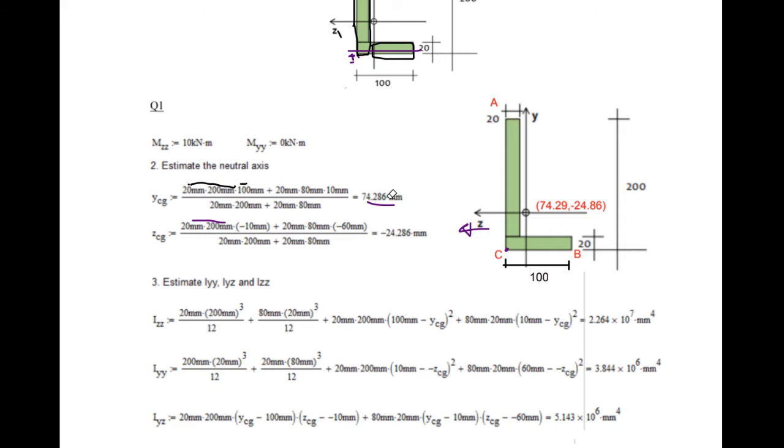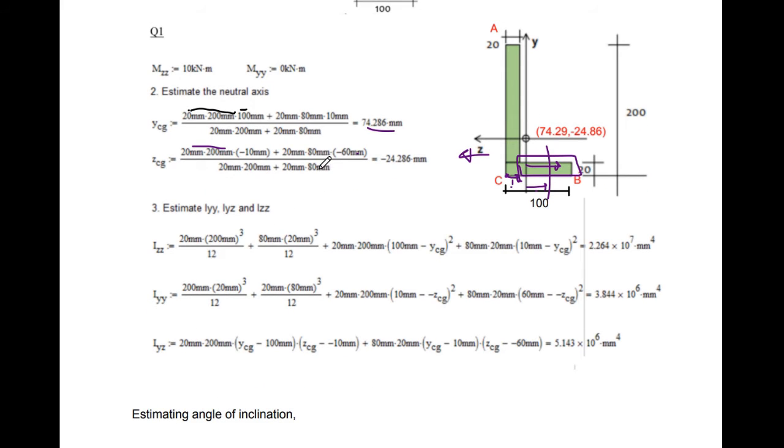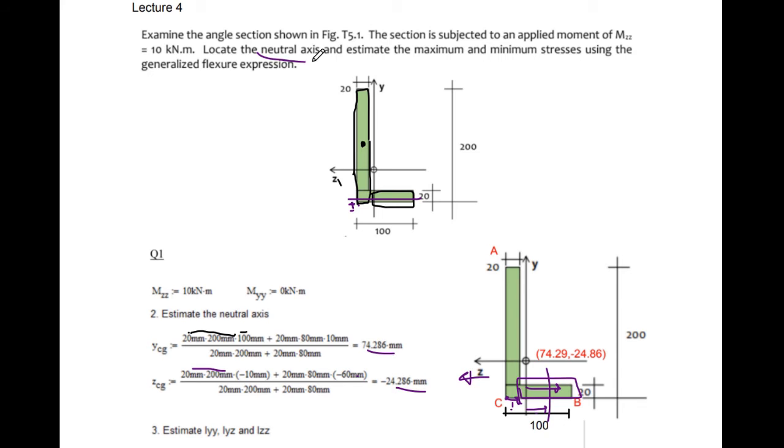Then in a similar way for the second beam, we multiply 20 into 80 multiplied by, sorry, minus 60. This is 20 plus, the total width is 80, so 40 plus 20 equals minus 60, because we are going in the opposite direction of plus z. And upon summation of Ai, we got the z coordinate of the neutral axis. So our first part is done.